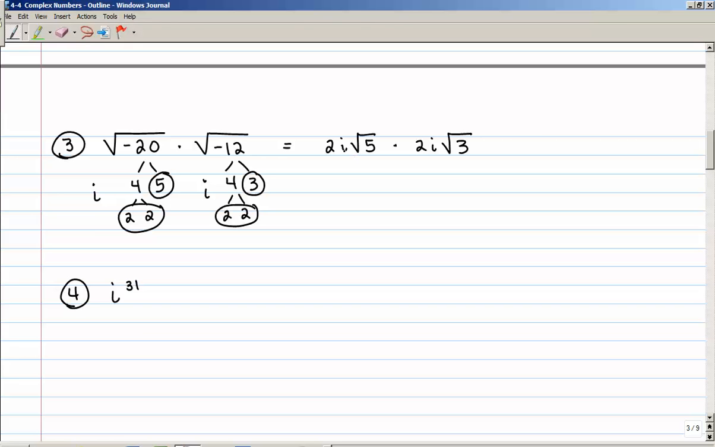Now let's multiply our numbers out front. That's going to give me a 4. Let's multiply my i's. That's going to give me an i squared. And square root of 5 times square root of 3 is square root of 15. Let's clean up that, the i squared gives me a negative 1. So that's going to be negative 4 square root of 15.